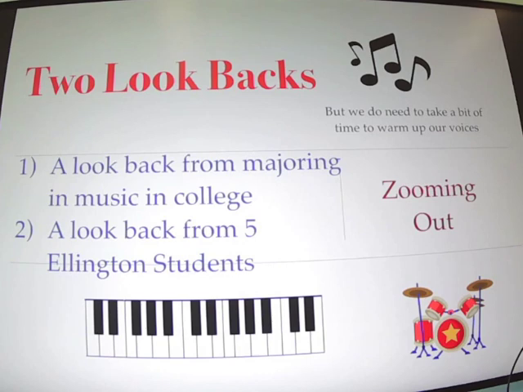Yum, yum, yum, everybody sings. Yum, yum, yum, sitting up tall. Yum, yum, yum, taking big breaths. Yum, yum, yum, middle C.